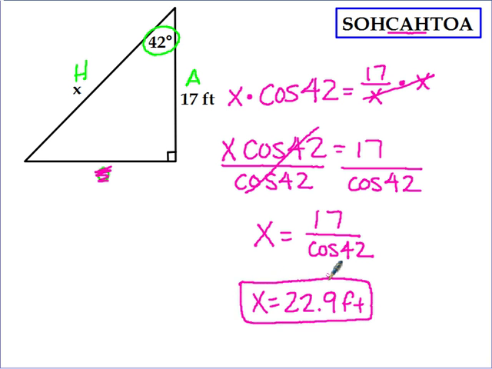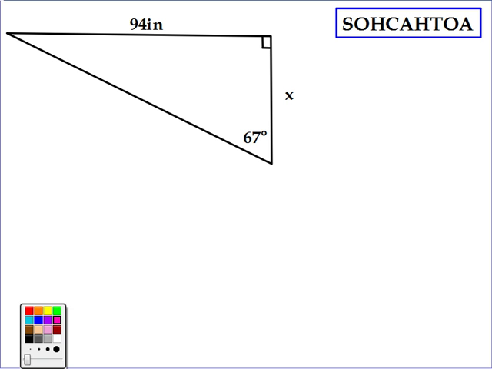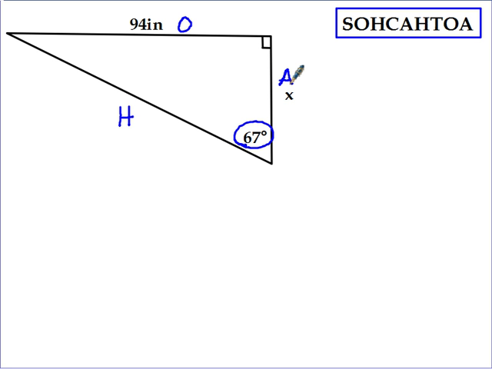So if x is in the denominator, you're still going to multiply both sides by that denominator to get rid of it, but then you just have one extra step of dividing. So the next problem, still the same process. Start with the angle, label your sides. So hypotenuse, opposite, adjacent. Now figure out which trig function you need. And so I don't have the hypotenuse, so opposite and adjacent is tangent.